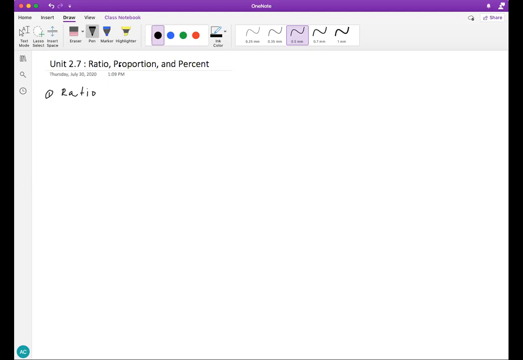Ratios and proportions are an interesting topic. We're going to see why. So let's start with the ratio. A ratio is basically two quantities that are related. Two quantities that are related.